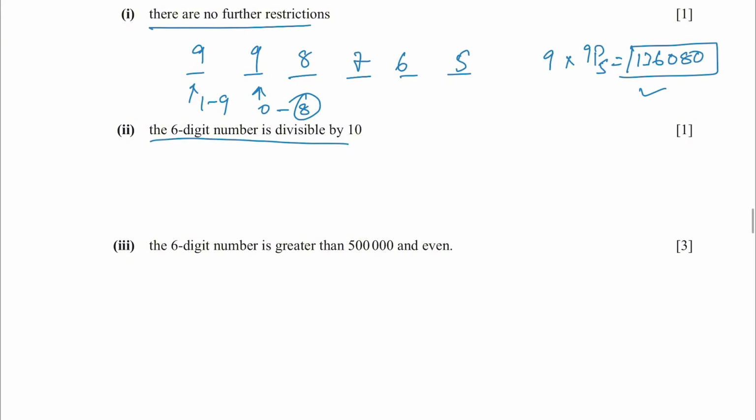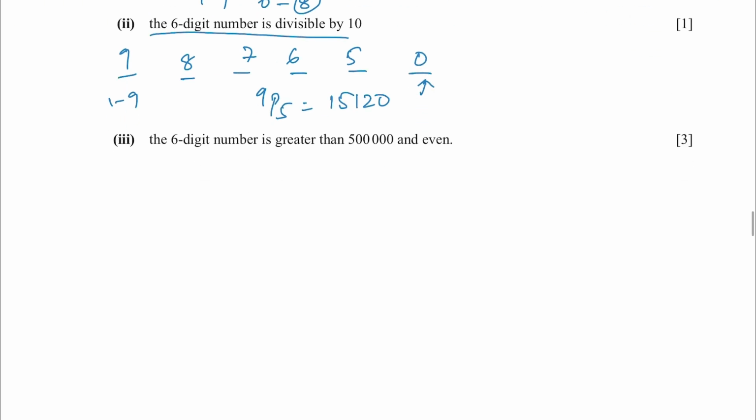The 6-digit number is divisible by 10. For the number to be divisible by 10, it needs to have 0 at the end. So we'll have our 1 till 9 combinations over here, 8 combinations over here, 7 over here, 6 over here, and 5 over here. So this would basically be 9P5, and this is 15120. We have our part 3 as the 6-digit number is greater than 5000 and even.